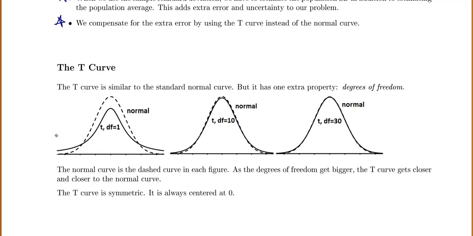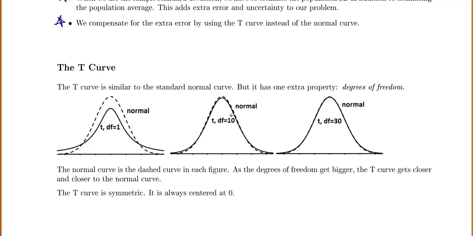The t-curve is similar to the standard normal curve, but it has one extra property, which is called degrees of freedom. So here's a few descriptions of pictures for the t-curve. In this first one, the solid black line is the t-curve with 1 degree of freedom, and I also overlaid it with the normal curve as a dashed line. So the dashed line is the normal curve, the solid line is the t distribution. Notice that there's a bit of a difference between the two curves. The t-curve has a lot more area in the tails. The tails are a little bit fatter.